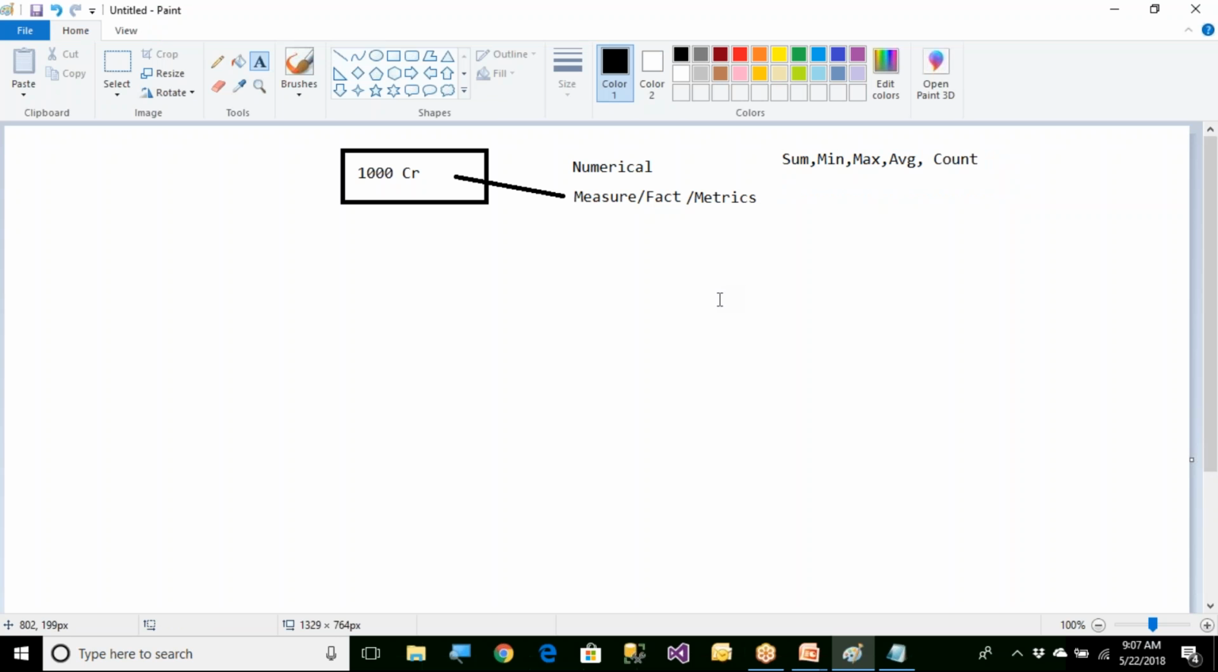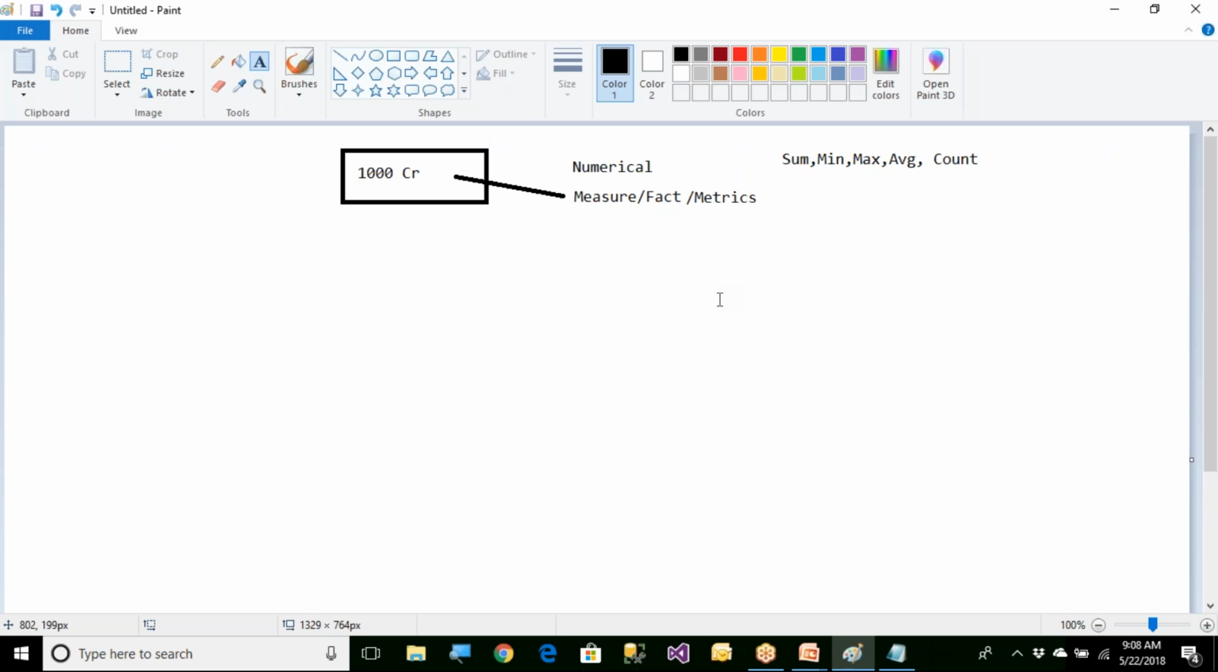Sales amount, your salary, your profit, expenditure, the product price, quantity sold, and the tax which you are paying to the government. All these are examples of measures, the numerics. Clear? So what is a measure? If somebody asks you, a measure is a numerical value on which you should be able to perform some min, max, average kind of aggregation.